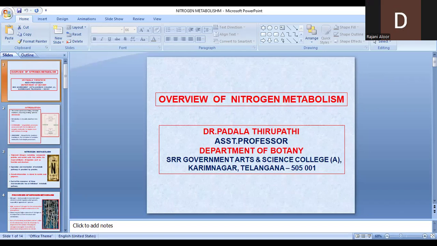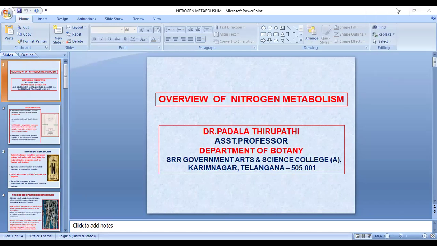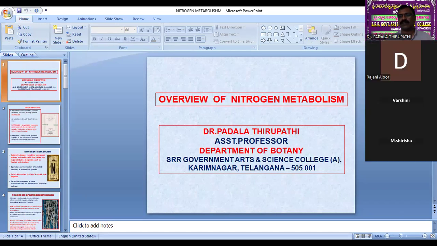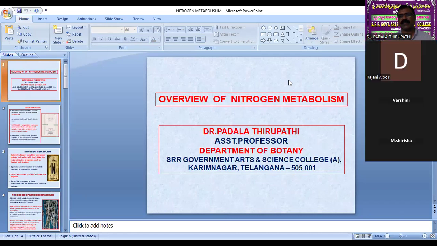Today I am going to interact with you on an overview of nitrogen metabolism. We know that nitrogen is one of the important macro elements, or macronutrients, for our growth and development, and also for so many physiological activities in our day-to-day life, including animals, plants, and human beings. Nitrogen is also one of the most important for all-round development of plant growth, and even for seed germination.